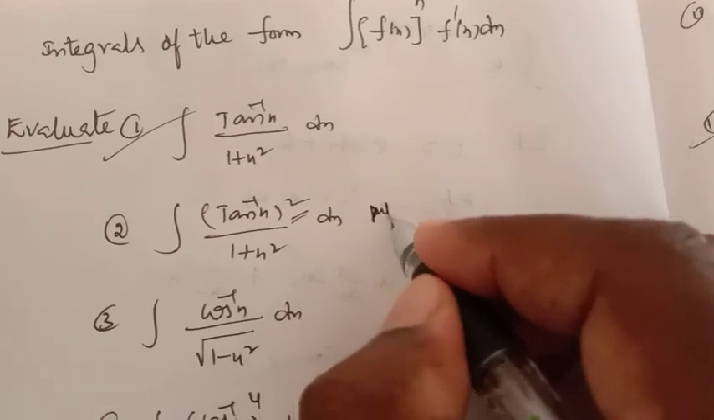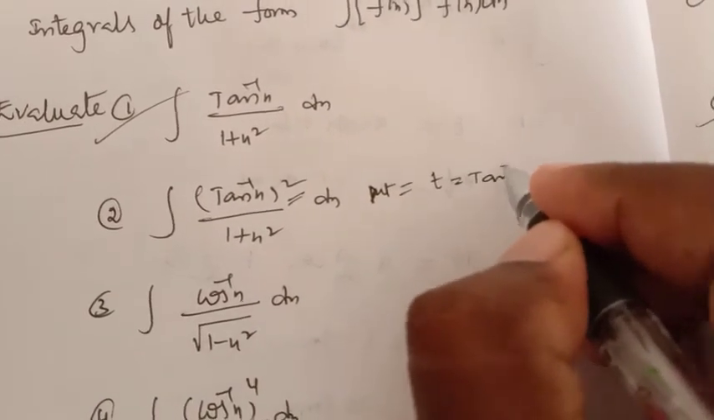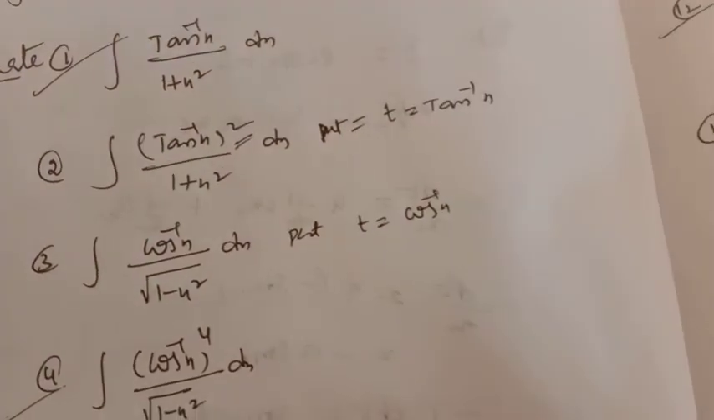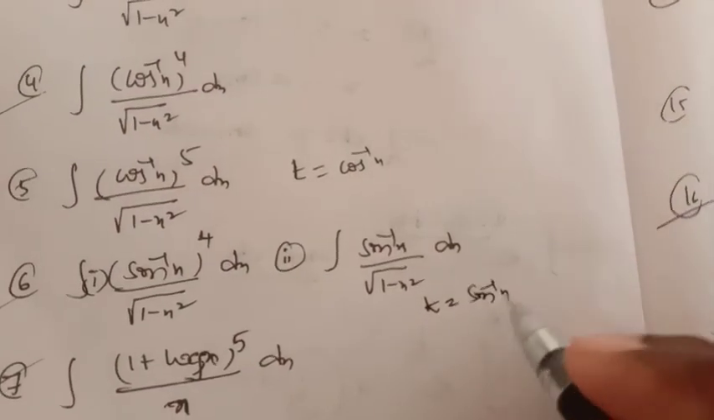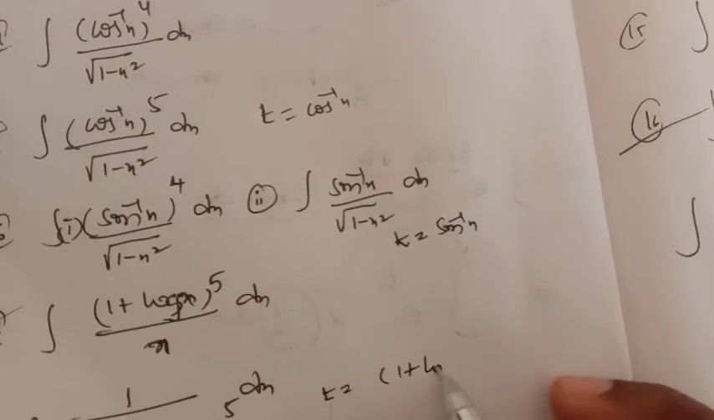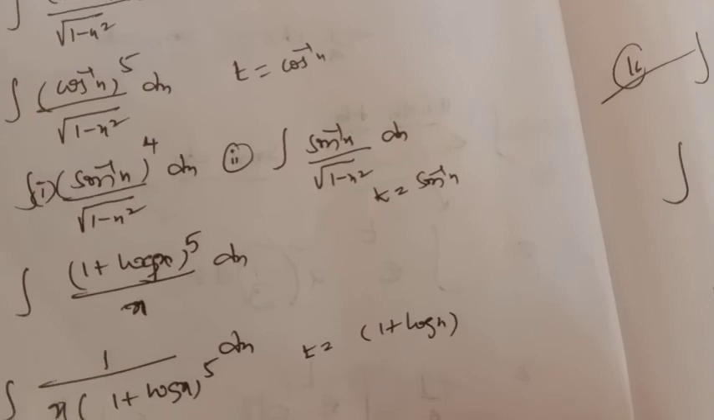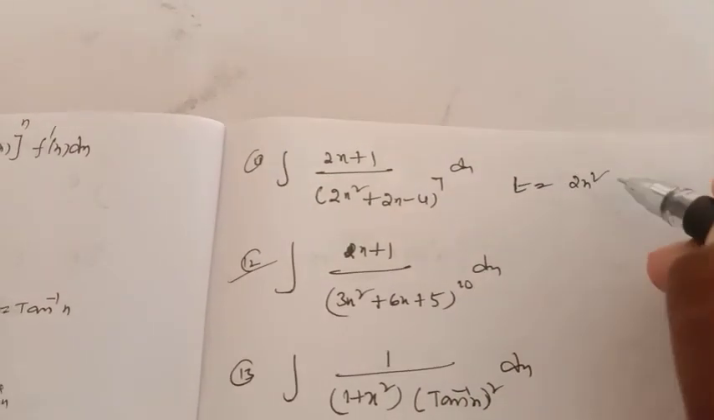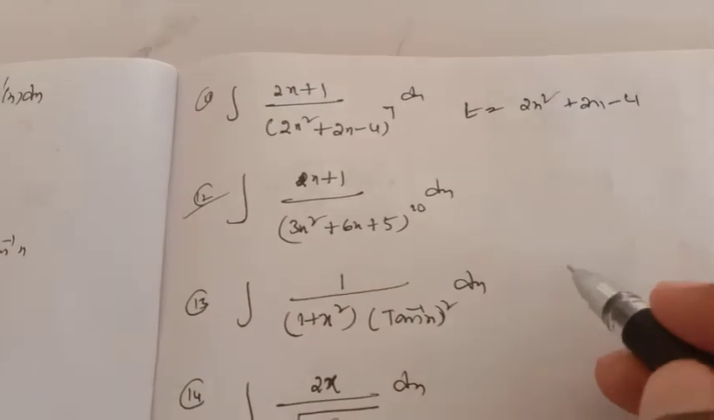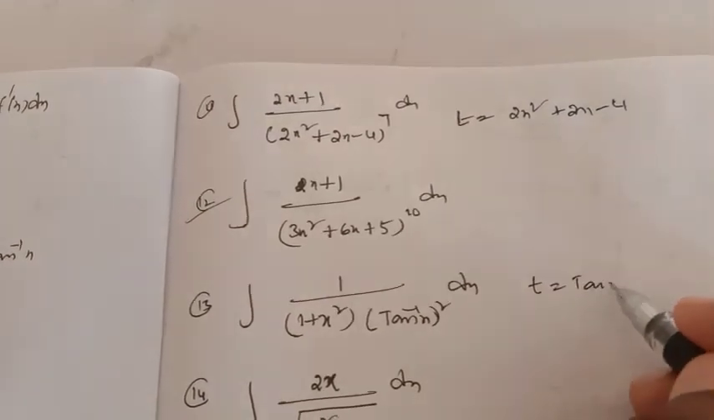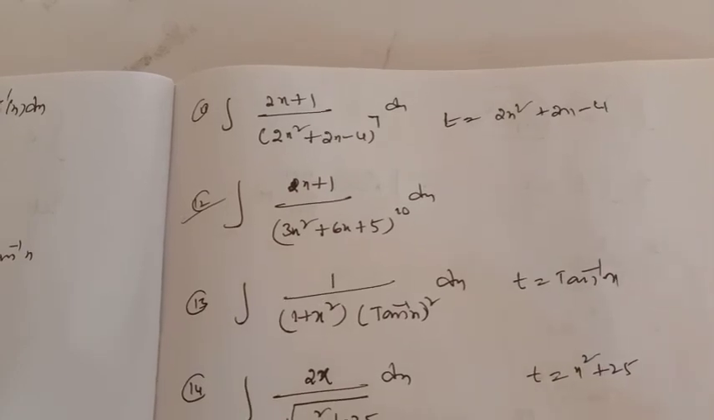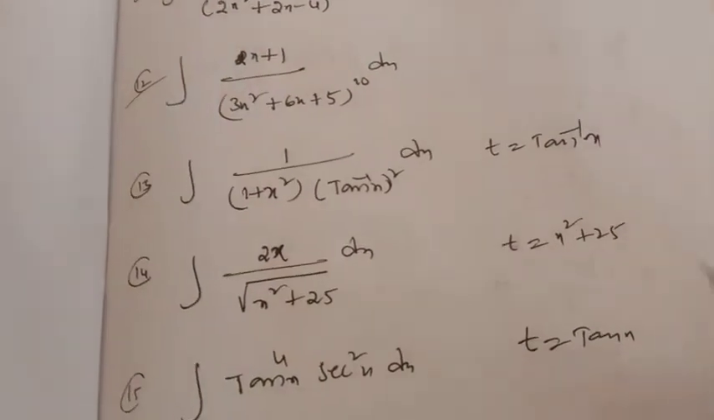Here we have, put t equal to tan inverse x, t equal to cos inverse x, t equal to sin inverse x, put t equal to 1 plus log x, t equal to log x, t equal to 2x square plus 2x minus 4, t equal to tan inverse x, t equal to x square plus 25, t equal to tan x. You can solve the remaining problems.